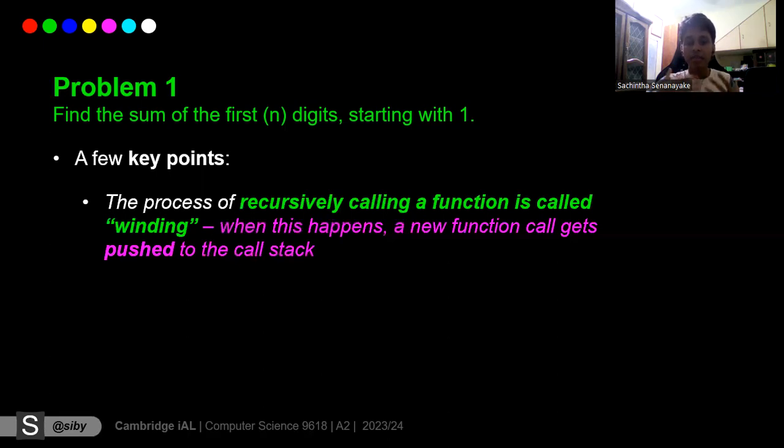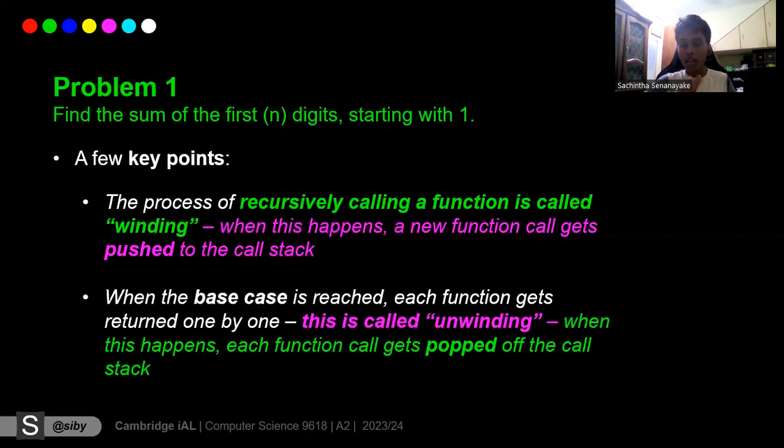Winding is when you recursively call a function again and again and again, right? But then you will eventually reach the base case. Once the base case is reached, each function starts to get returned one by one. This is called unwinding. And when unwinding happens, each function call gets popped off the call stack. So when you push, you wind, and when you pop, you unwind. And those are a few terminology associated with recursive functions.